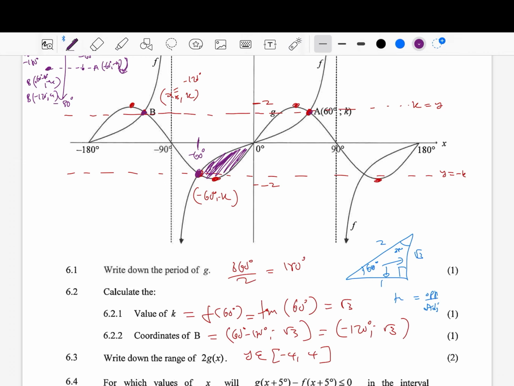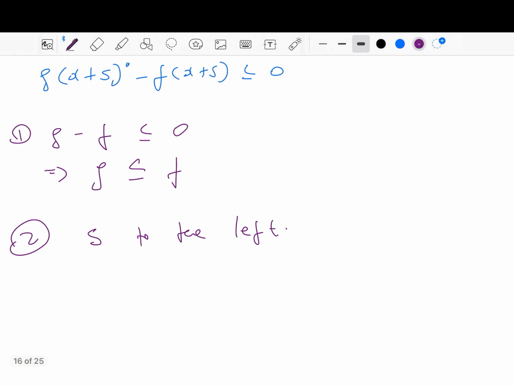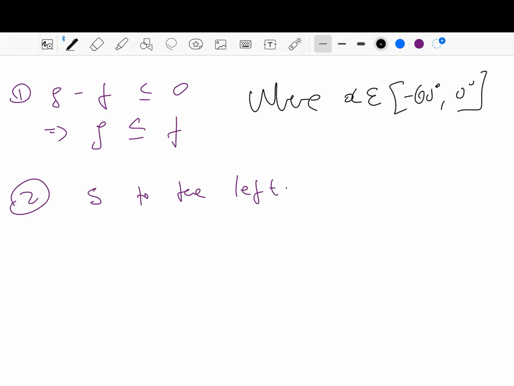So now we know that g is less than f between negative 60 and 0. We know for a fact that this is true where x is between negative 60 degrees and 0. Now, what they say is that they moved it 5 degrees to the left.